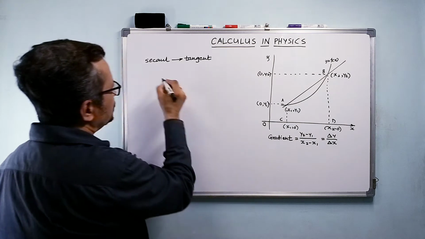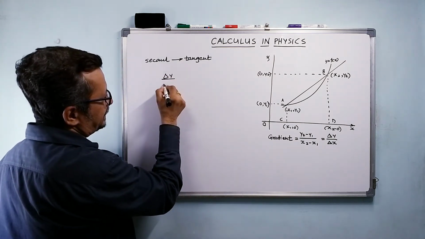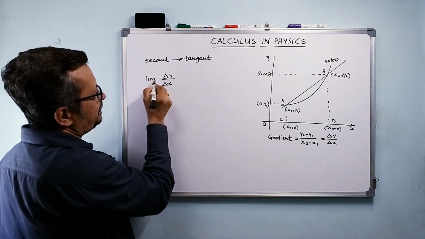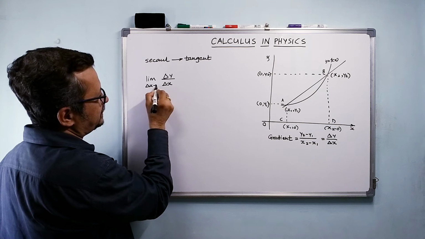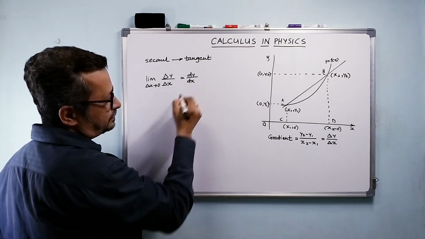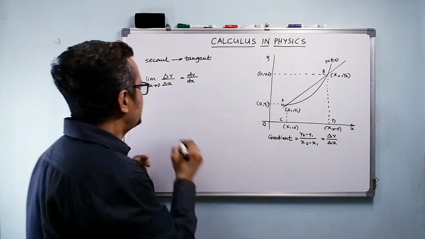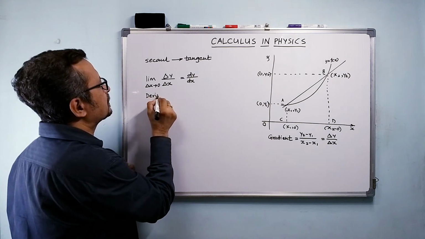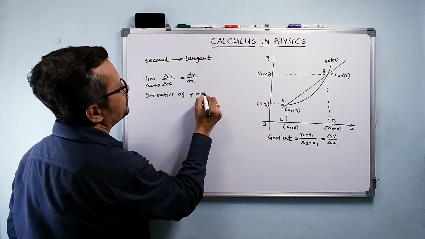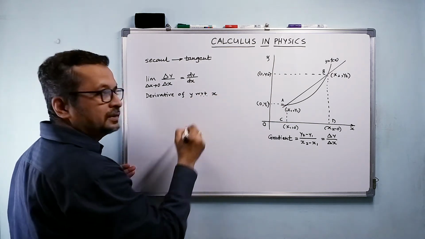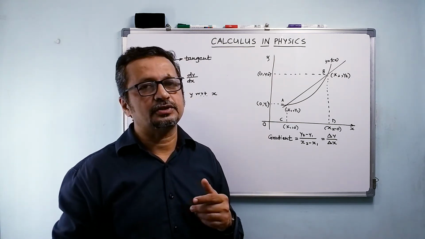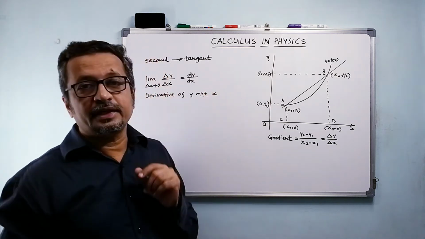Then what about delta y by delta x? I am taking the limit of that as delta x tends to 0. That is called dy by dx. And dy by dx is called the derivative of y with respect to x. So the derivative of function y with respect to the variable x, of which y is a function. So that was about derivative.